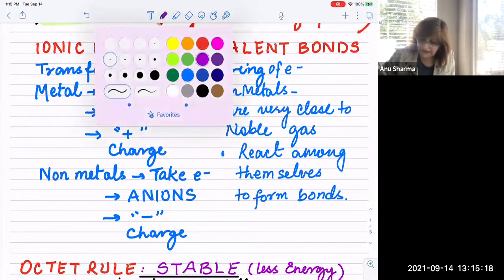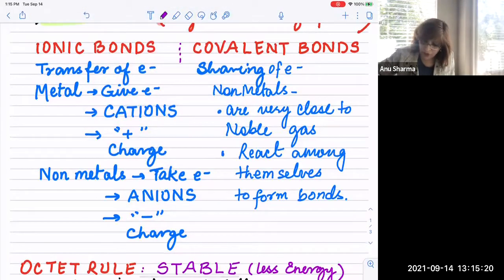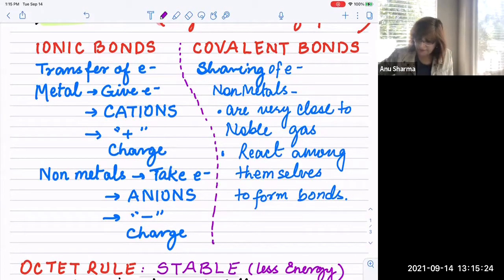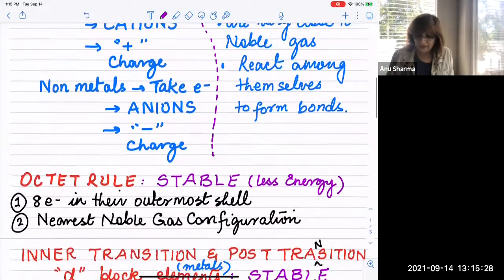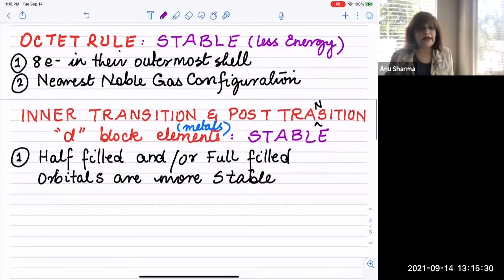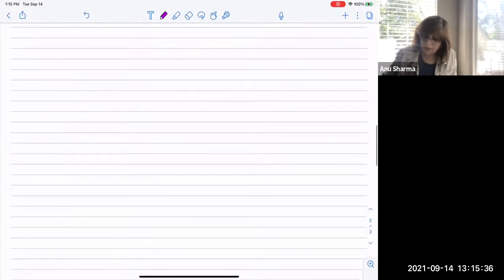So this is the very basic broad overview of the two types of bonding, the covalent bonding and the ionic bonding, and both of them relate to this. The whole idea of bonding is to attain stability, and that stability can be achieved by either sharing or by giving away or taking in electrons.